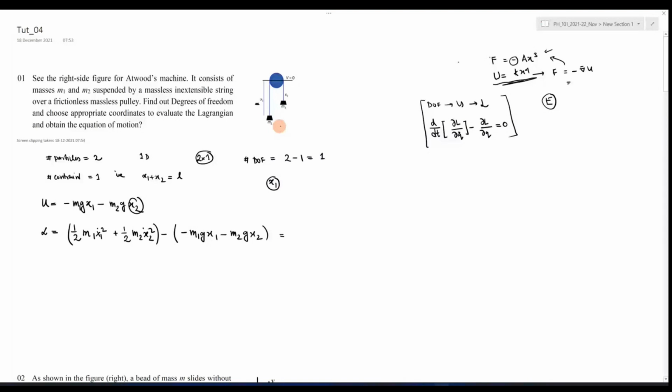So now you see this particle is actually x1 below our origin. We are choosing that our particle is x1 below. This length is x1. When you write the potential energy, it will be mg times the length from the origin. And now see, this is actually below the origin. So that's why we are writing it as minus m1 g x1. Is this clear to you?